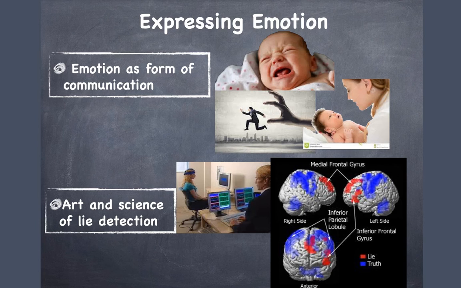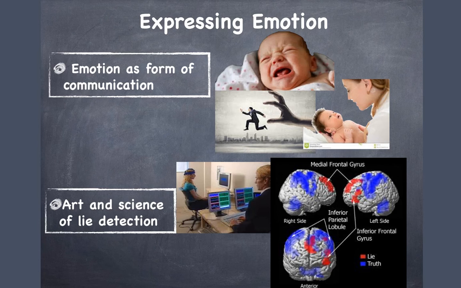Now, there are things called micro-emotions, which are nearly imperceptible differences in facial expressions that may help some gifted individuals distinguish between liars and truth tellers. We often use the polygraph.